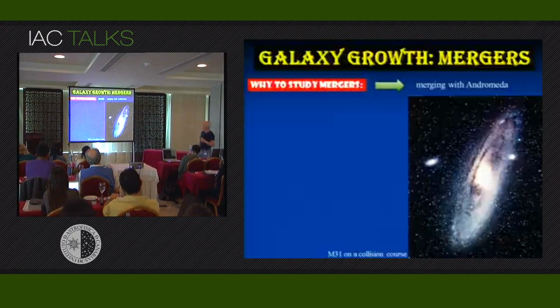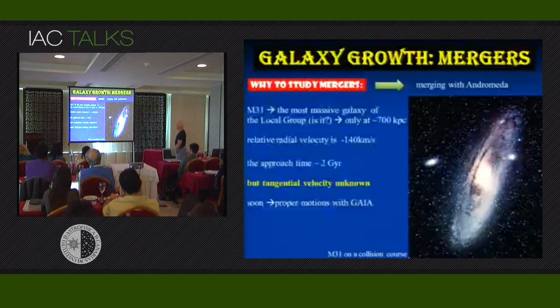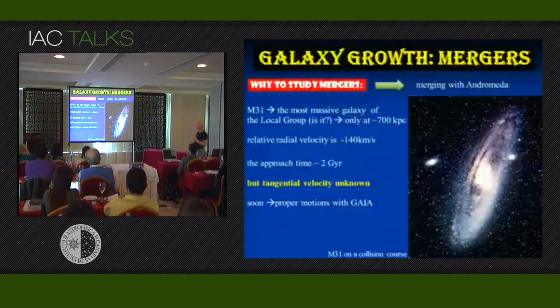Why do we need to study mergers? That's always the question that I'm asked. Well, because we need to prevent this, right? We are on a collision course with Andromeda, and here are the details of this famous collision. The distance is only 700 kiloparsecs. The line of sight velocity is minus 140 kilometers per second, and the approach time is 2 gigayears. The tangential velocity is, of course, not known, but soon maybe will be known from Gaia.